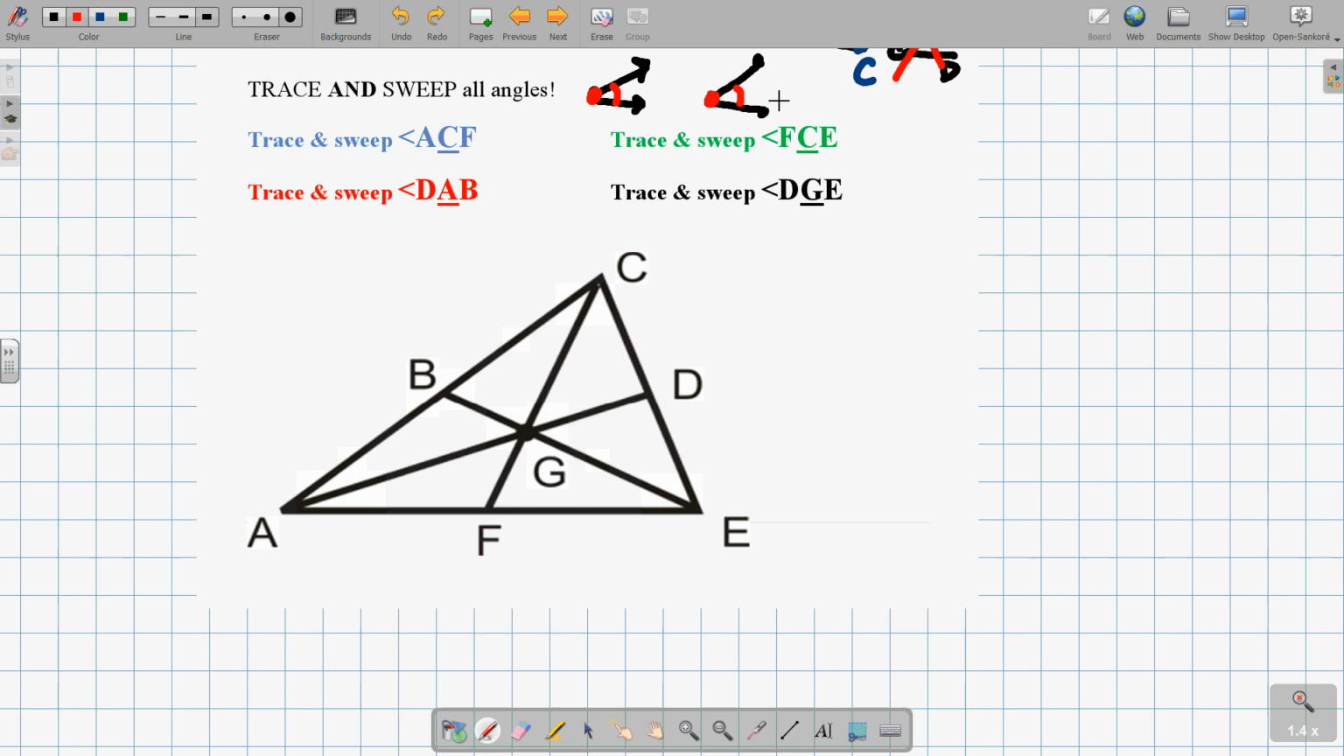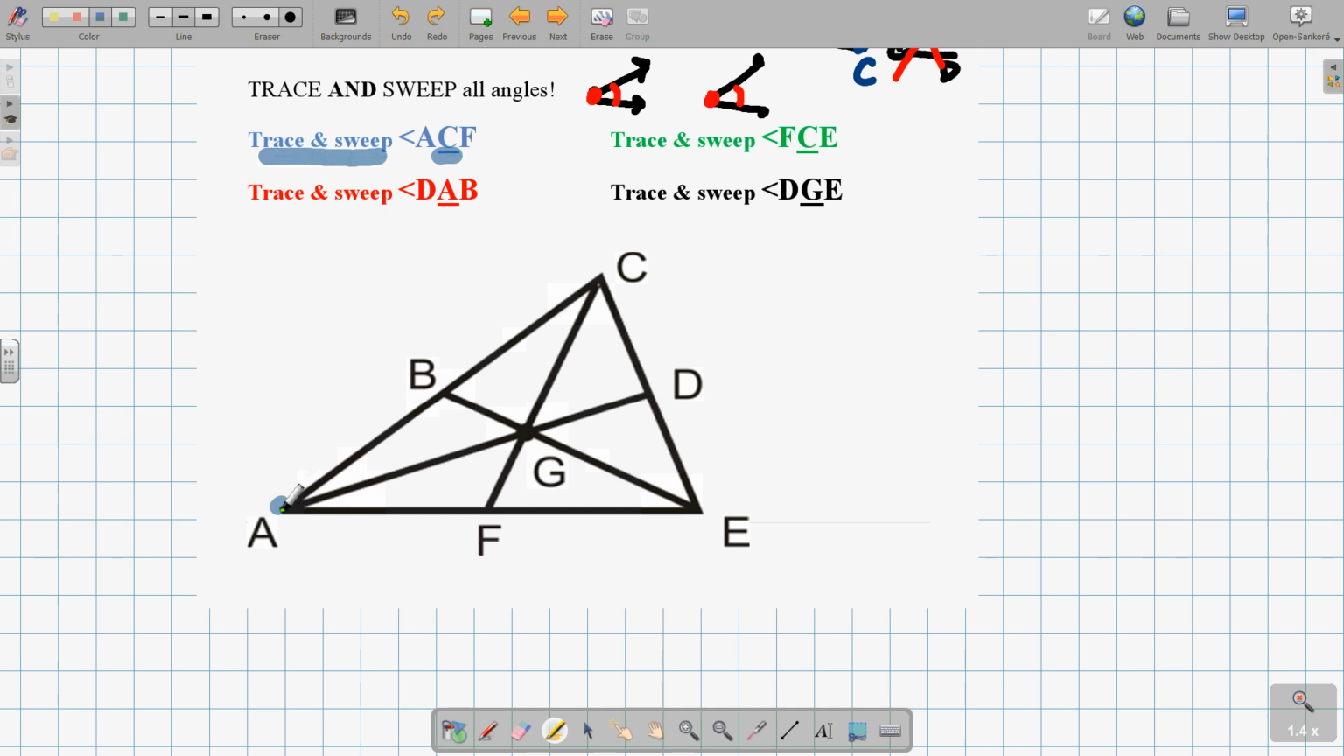Now, when you do angles in geometry, there's two things I always want you to do. It's called trace and sweep. Say it out loud. Trace and sweep. Let me show you what I mean here. Ready? We're going to trace and sweep the angle ACF in that exact order. Ready? Do this with me.